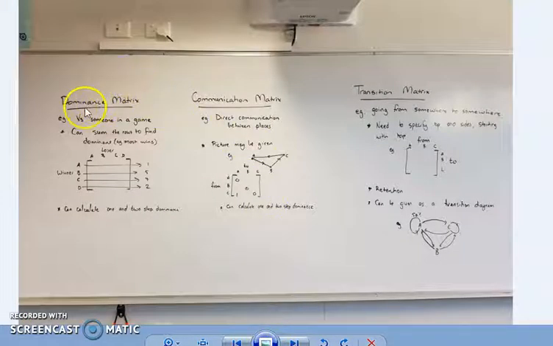So we've got dominance matrix, communication matrix, and transition matrix. Have a read of this. This tells you what you need to read. So for example, winner and loser there, from and to, and then we go from and to. So know when to read from the top to the side, or from the side to the top.